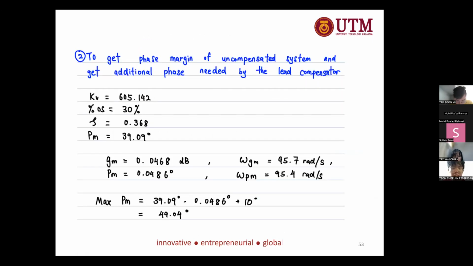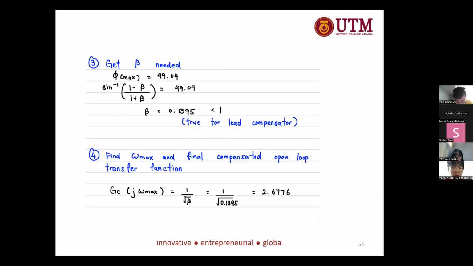So next, using the correction factor of 10 degrees, our max phase PM is equal to 49 degrees. And by using this 49 degrees, we are going to calculate the value of beta for the lead compensator. After substituting the values, we get beta equal to 0.1395. We will notice that the value of beta, 0.1395, is smaller than 1, and this is true for a lead compensator.